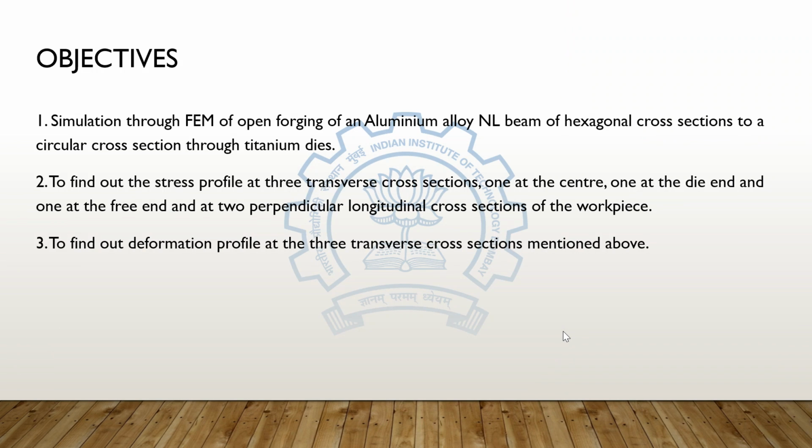Our objective behind doing this project was to simulate open forging of an aluminum alloy beam which has a hexagonal cross section. We were going to forge it into a workpiece having a circular cross section using titanium dies. Our second objective was to find out the stress profile at three distinct cross sections of the workpiece, one at the center, one at the end of the die, and one at the free end, at the perpendicular longitudinal cross sections of the workpiece.